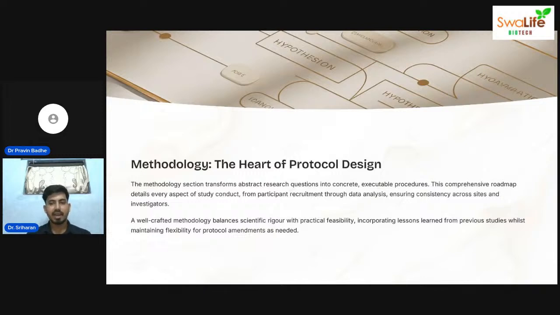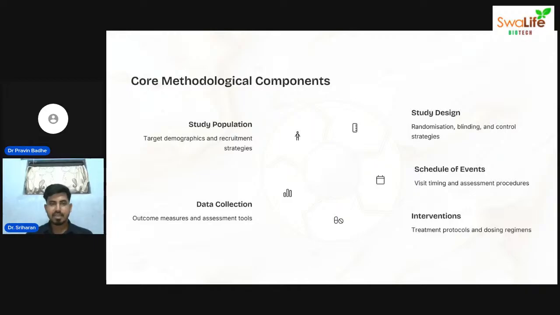It should be in a clear manner, and we want to choose the correct study design. If you're doing an observational study, as we said in the previous class, for a rare outcome you go with a cohort study, and for a rare exposure you go with a cross-sectional study. Likewise, you want to choose. These are the core things in the methodology component.